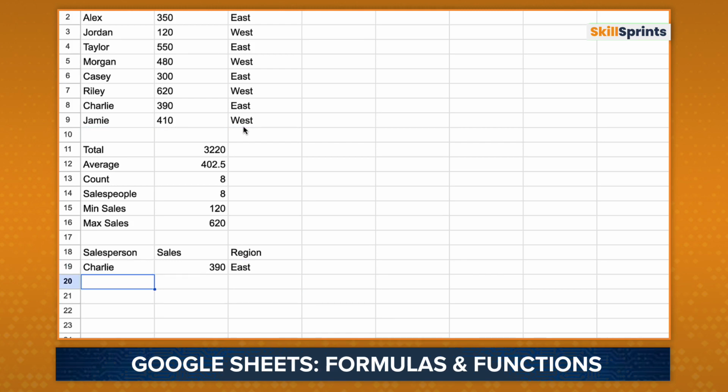Charlie is 390 east. Alex is 350 east. And Taylor is 550 east. By the way, if I put a name that doesn't exist in the lookup, we're going to get an NA, or not available error, in the resulting cells. Let's go ahead and put a name that exists, Morgan.